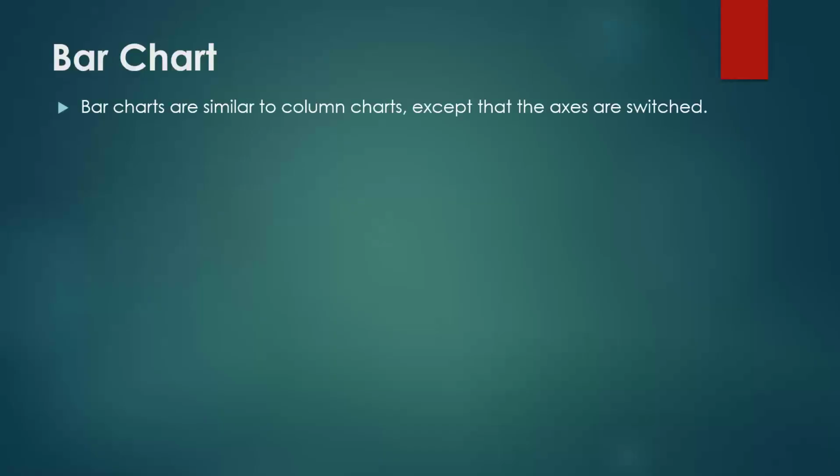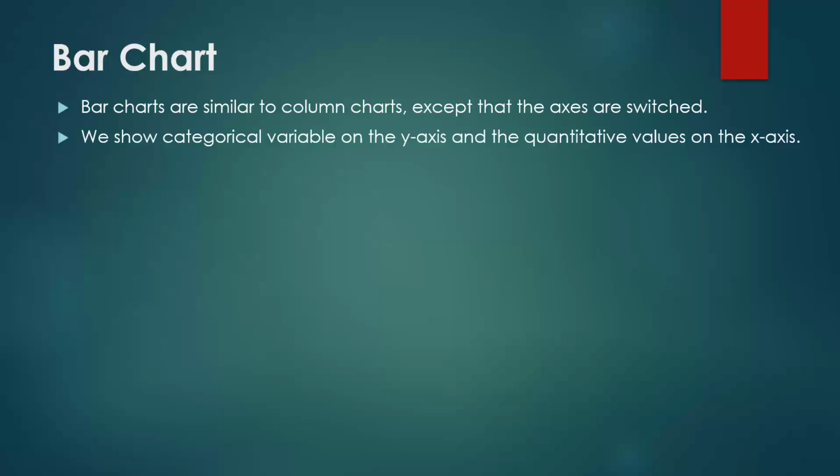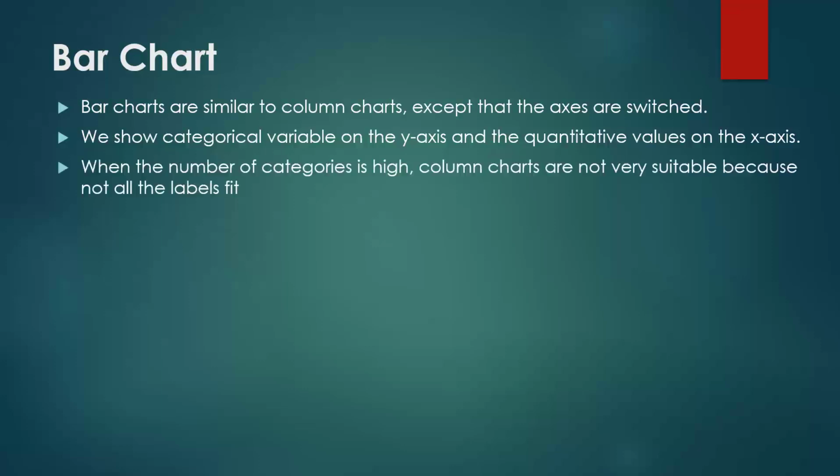In this video, we will talk about the bar chart. Bar charts are very similar to column charts, except that the axes are switched. So it's like turning a column chart by 90 degrees. So on a bar chart, the categorical variable goes on the y-axis and the quantitative variable values go on the x-axis, which is just the reverse of what you would do on a column chart.